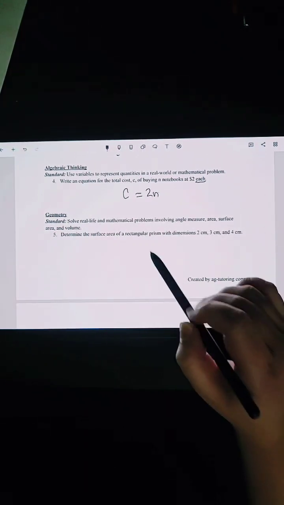Okay, so now let's go to this next part. It says determine the surface area of a rectangular prism with the dimensions 2 centimeters, 3 centimeters, and 4 centimeters. So rectangular prism, that's the shoebox one.